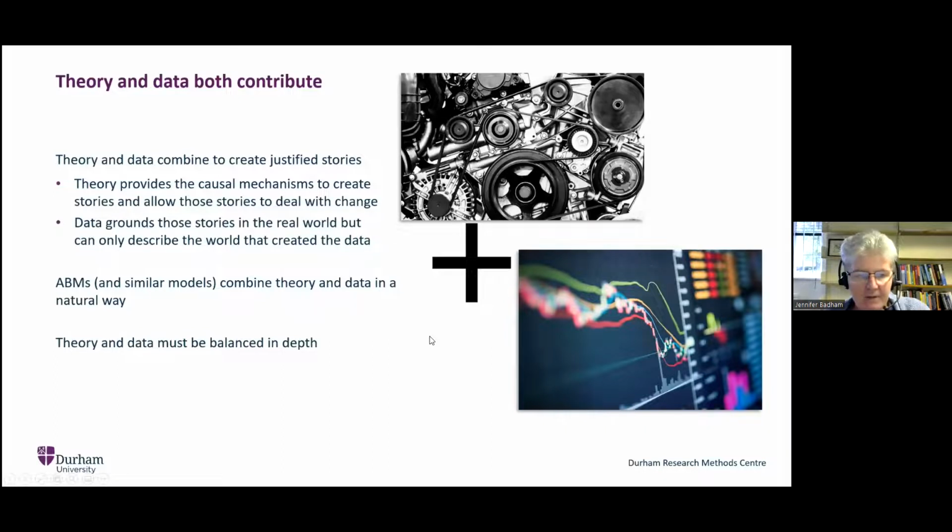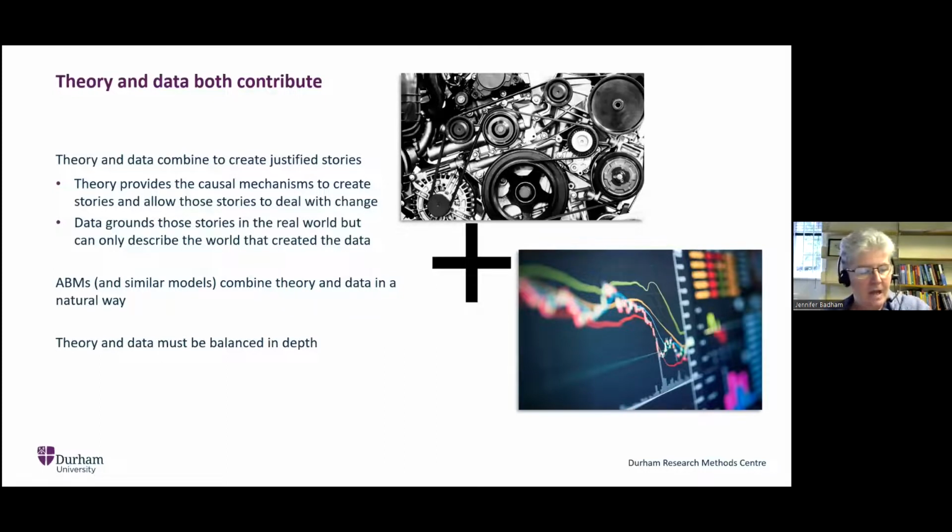And the big advantage of agent-based models, and there are other modeling techniques in this domain, is that they combine theory and data in a very natural way, and you want them to be balanced in depth. By that I mean you don't want a very, very specific value for a parameter if that parameter is only vaguely used in the model, or the other way around.